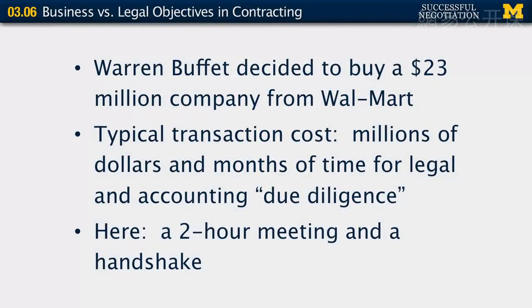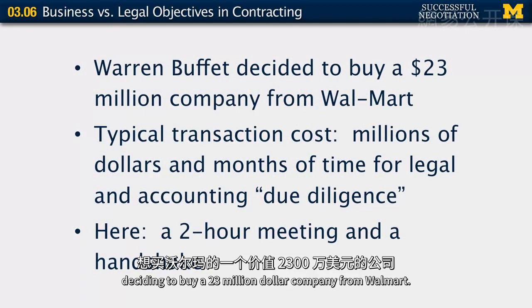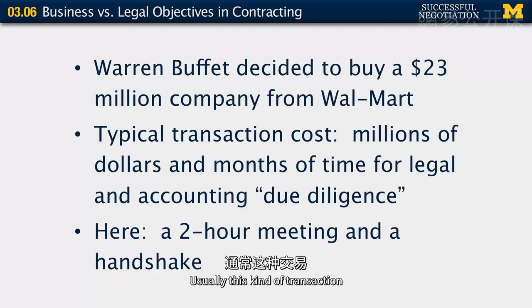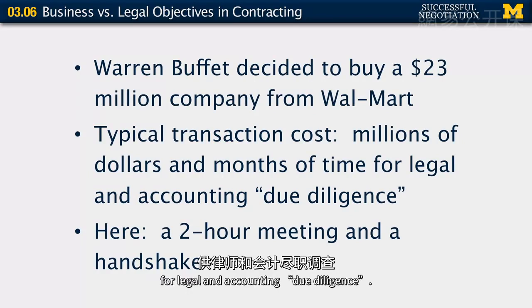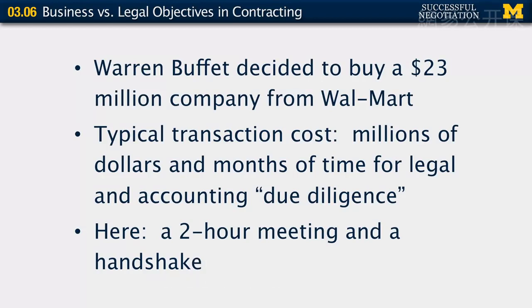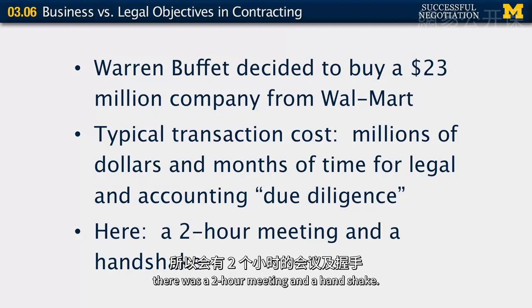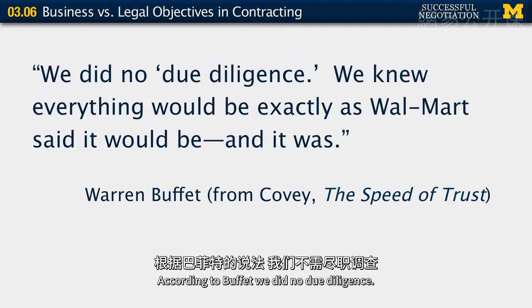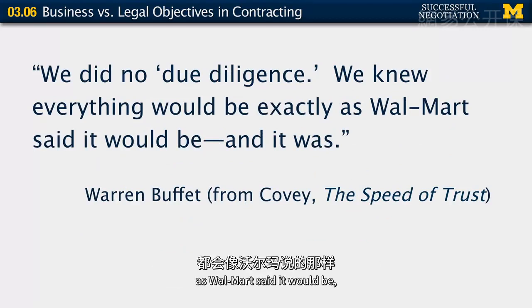Earlier in this course, we mentioned this example of Warren Buffett deciding to buy a $23 million company from Walmart. Usually, this kind of transaction would cost millions of dollars and would be delayed for months for legal and accounting due diligence. But here, because there was trust, there was a 2-hour meeting and a handshake. According to Buffett, we did no due diligence.